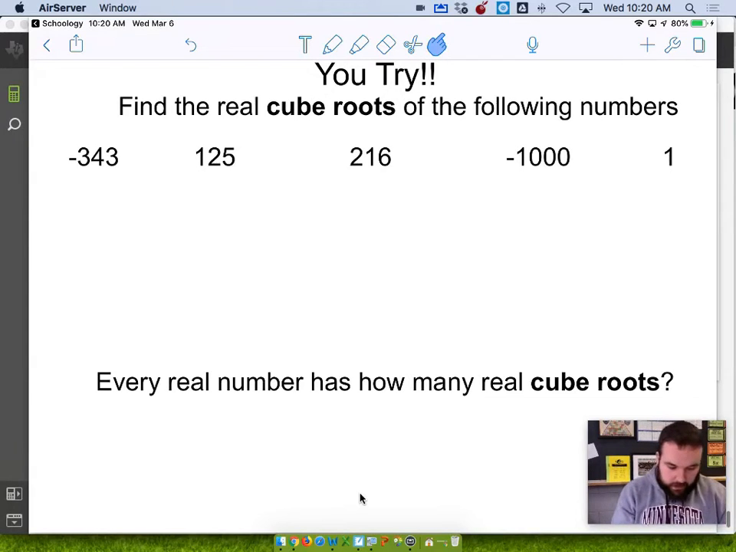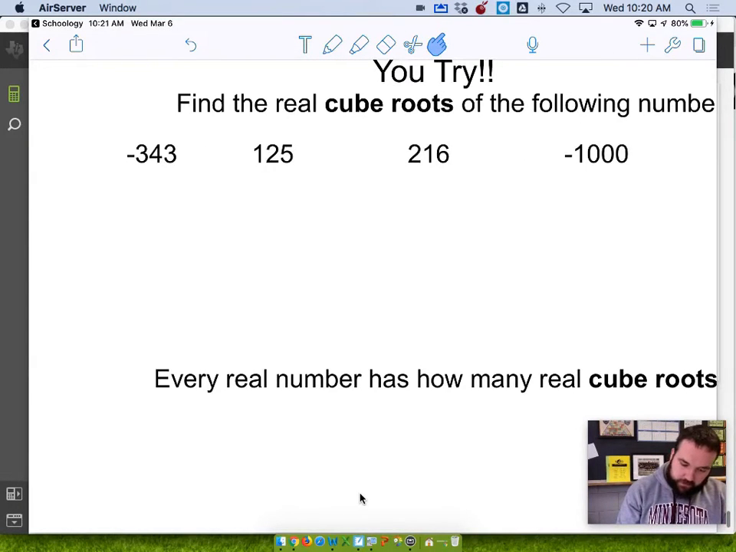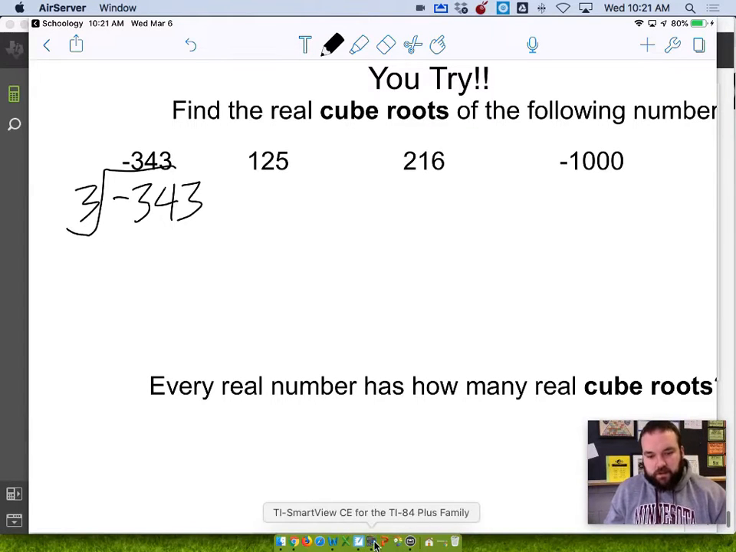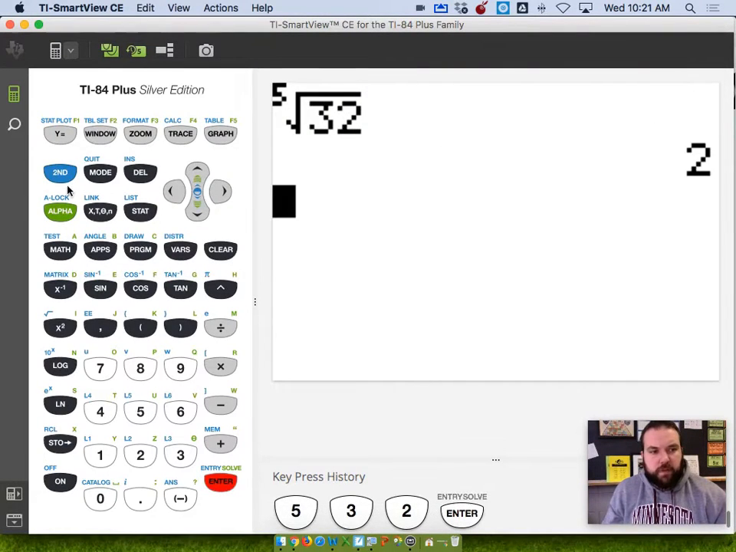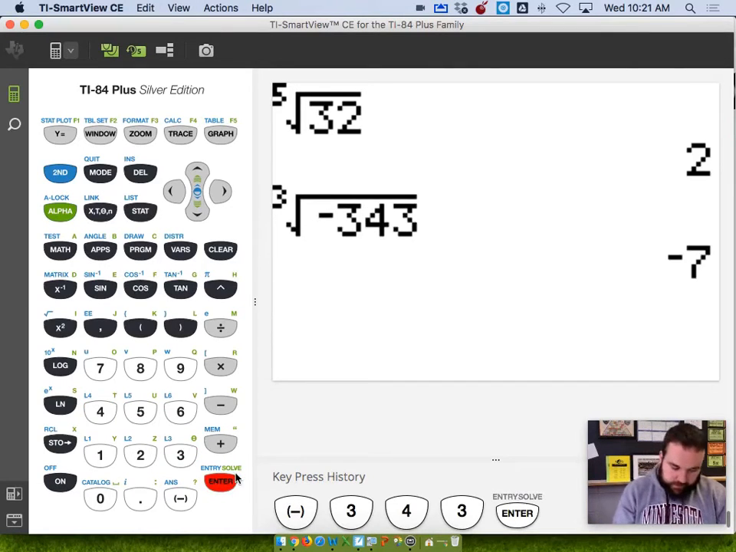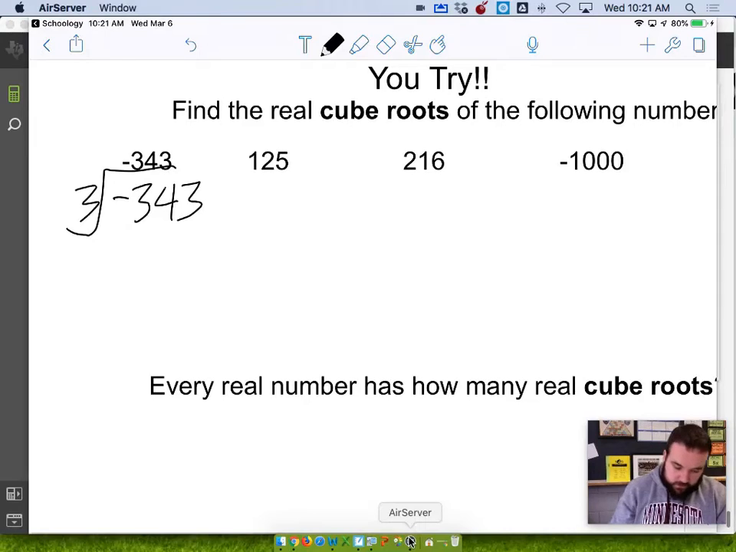All right. So if I wanted the cube root of -343, again, cube root is accessible on your calculator. You can do math 4. If I'm not doing square root, to do the 3rd root, I'll always just do 3 and then math 5 to get the cube root of -343, and that is -7.